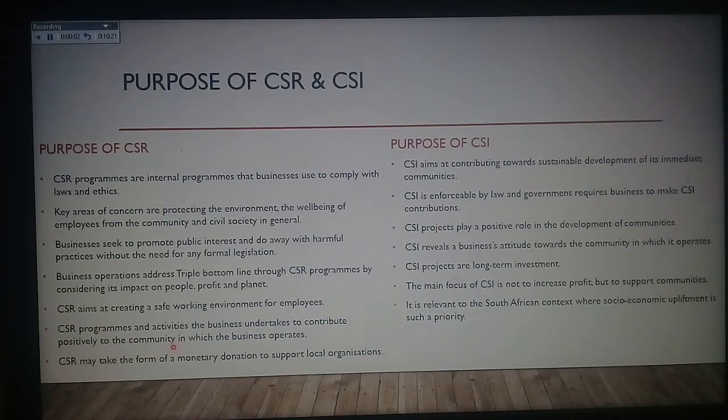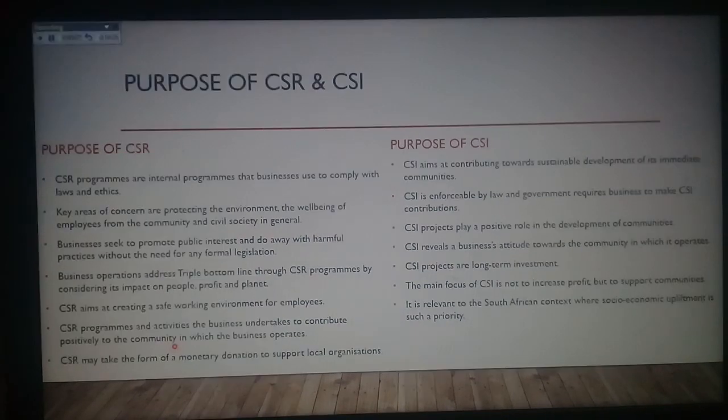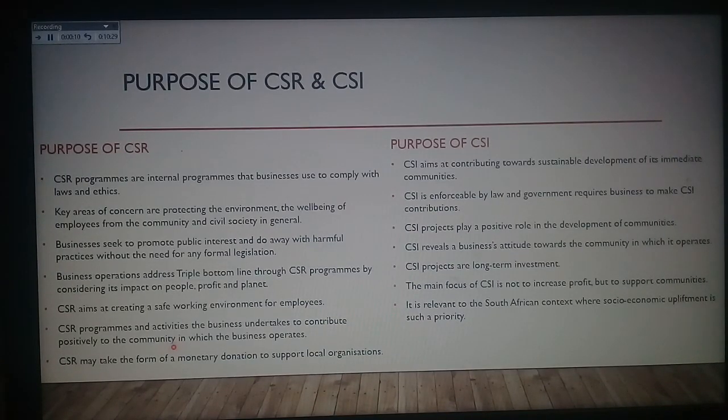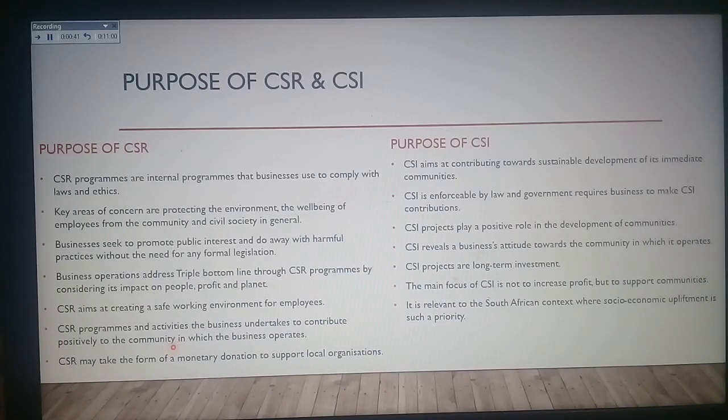The purpose of CSR and CSI. CSR programs are internal programs that businesses use to comply with laws and ethics. Very, very important. CSI projects, they are being compelled by law to follow these programs. Okay. Key areas of concern are protecting the environment, the well-being of employees from the community and civil society in general. Businesses seek to promote public interest and do away with harmful practice without the need of any formal legislation.